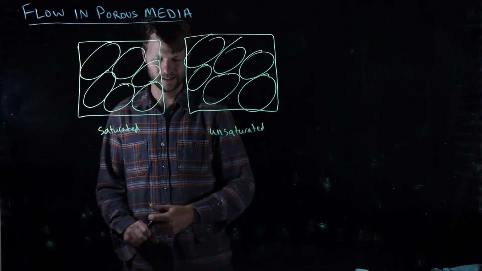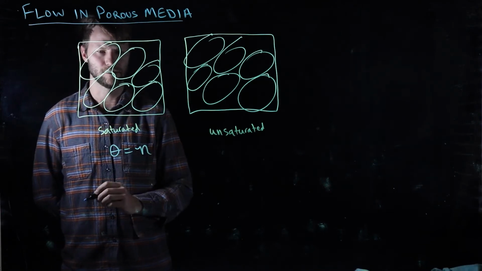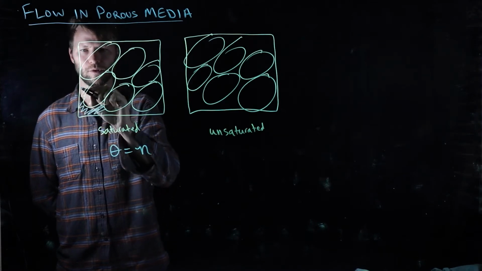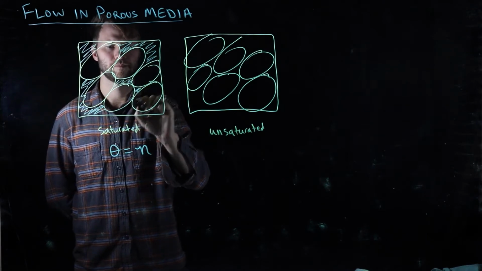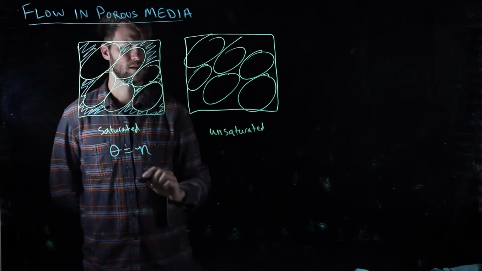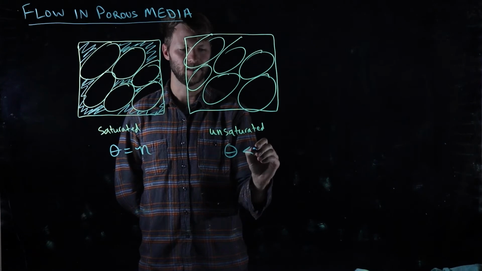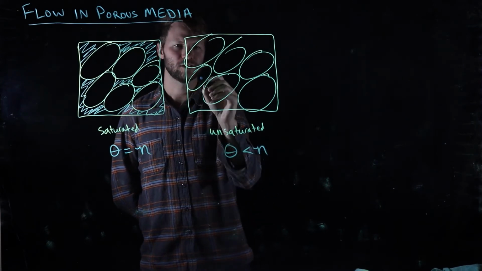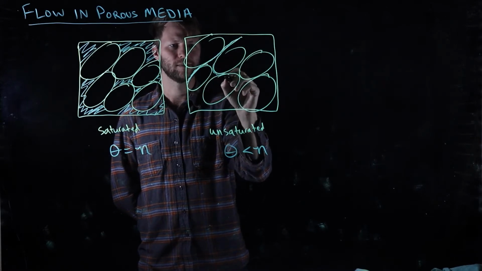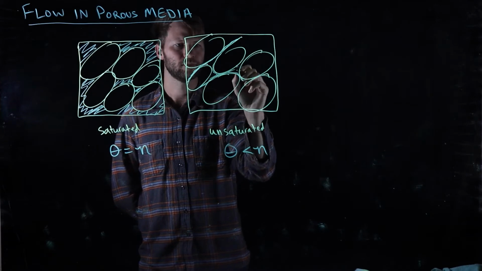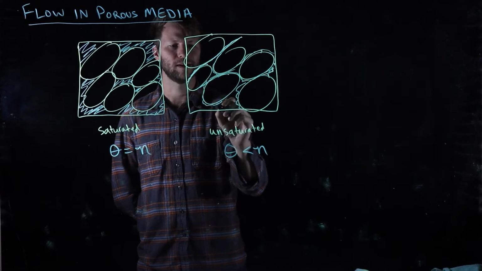And the definitions of these is that at saturation, the volumetric water content is equal to the porosity. All of the pores are filled with water. In an unsaturated condition, the volumetric water content is something less than porosity. So there's still water in here, but it's clinging to the edges of the pores. So there's a lot of airspace as well in here.